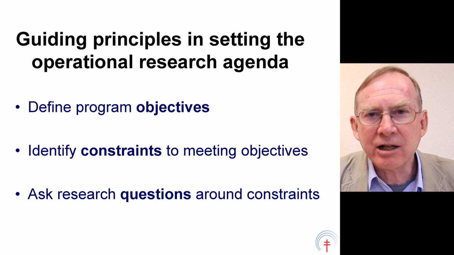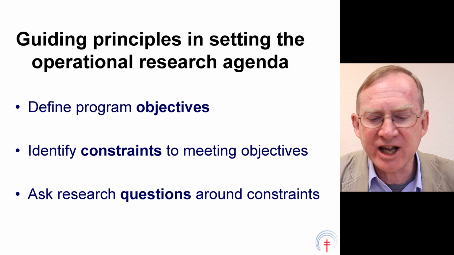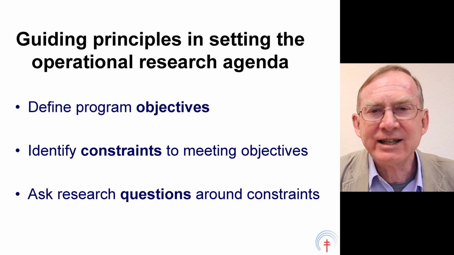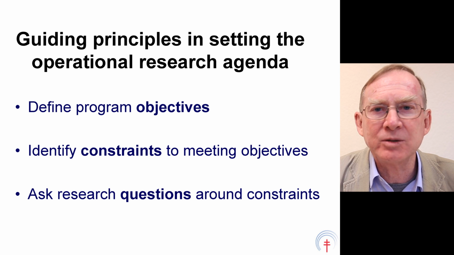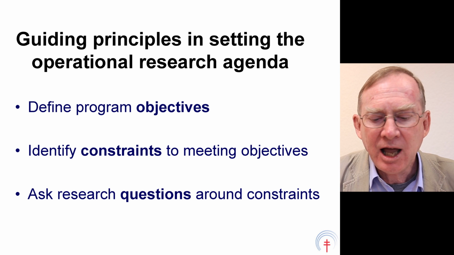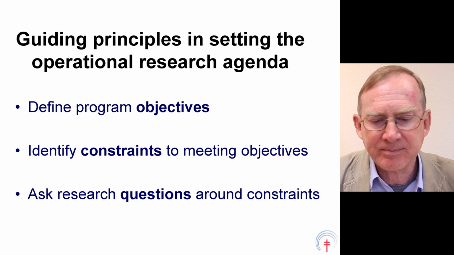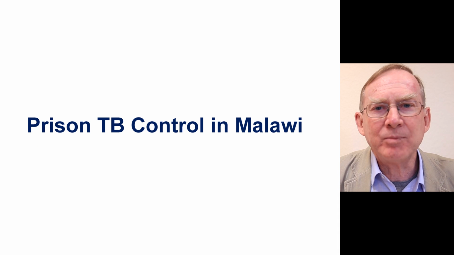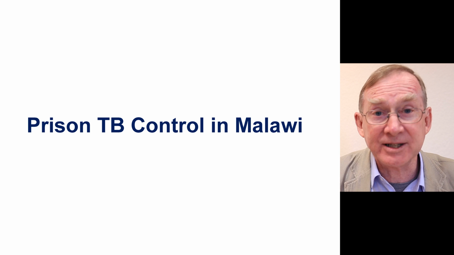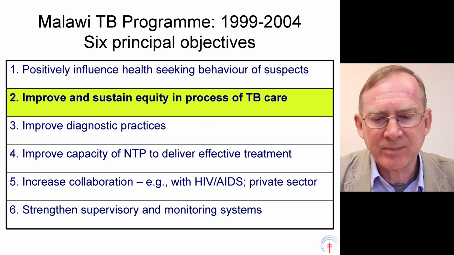Just to remind ourselves of the guiding principles in setting an operational research agenda, we define program objectives, we identify constraints or challenges that prevent those objectives being met, and then we ask research questions around those constraints. So I'm going to talk first about tuberculosis control in prisons in Malawi.